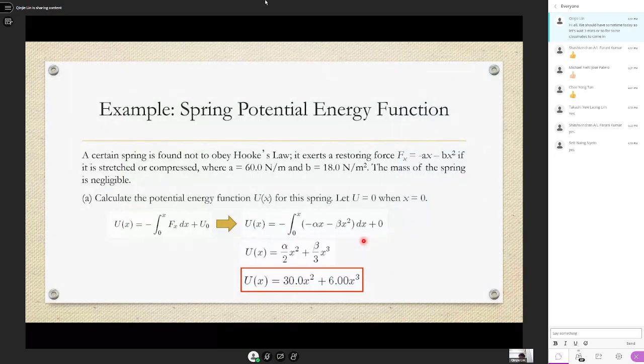So very literally, the potential energy function is really just a function to describe the potential energy. So at any value of x, you just put it into this equation, and you will know the potential energy at that point.